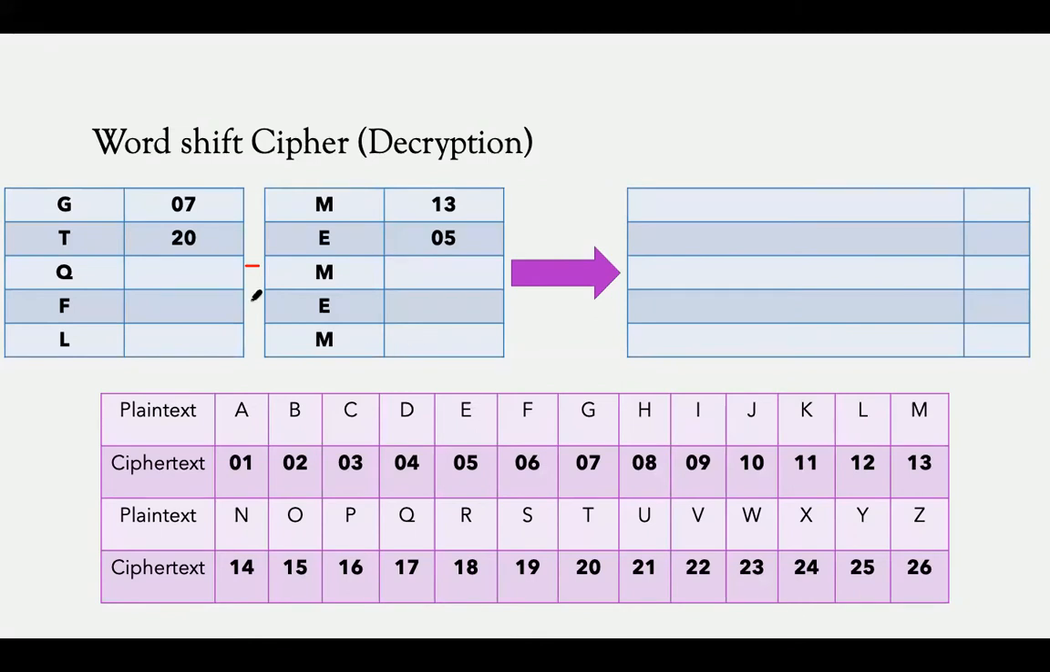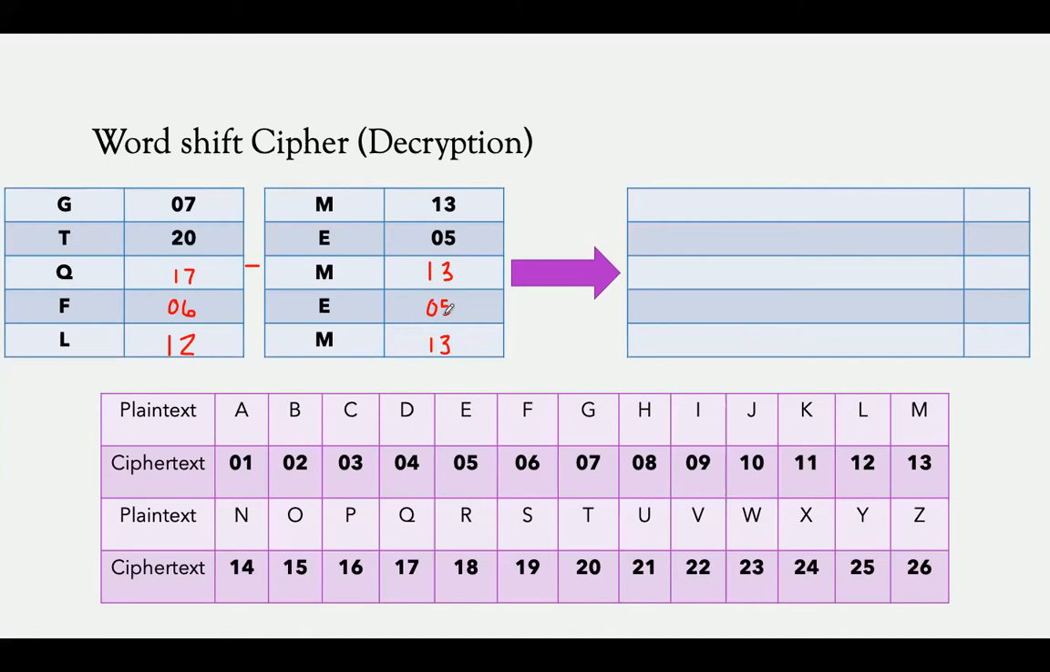All right, so again, we're going to start decrypting our message. First thing we want to do is make sure we know all our numerical values for our letters. So what was Q? 17. What was F? 06. Careful there, it has to be 2 digits. What was L? 12. What was M? 13. Those are easy, because they're given to you right there. And E? 05.